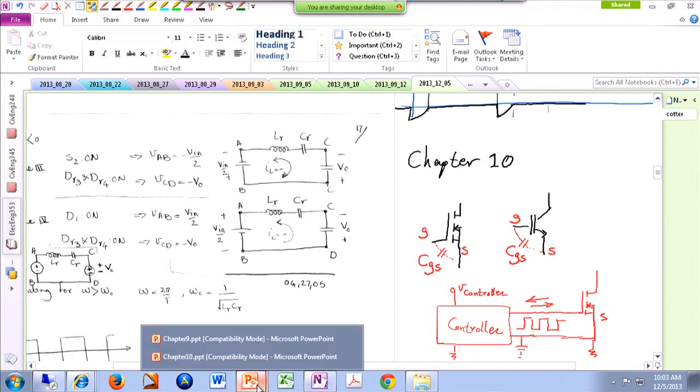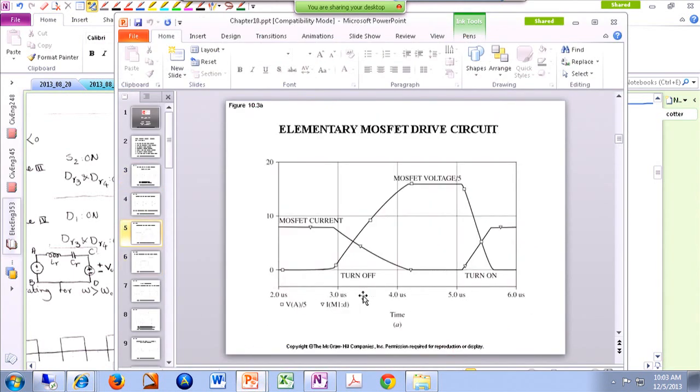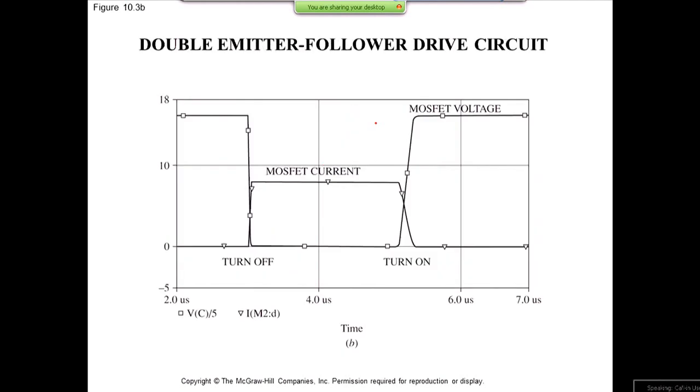Actually, in this chapter, there is a figure showing that. When you directly connect your controller to your switch, you can see, for instance here, your switch is supposed to turn off, but it takes forever for the switch to turn off. Versus, if you do a good job, it should be very instant, a very sharp rise. This is because you're not charging your gate to source cap as quickly as it should be charged.